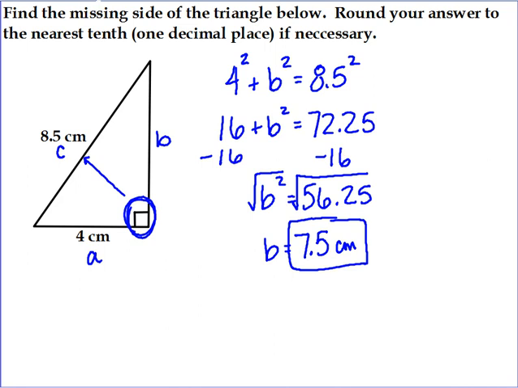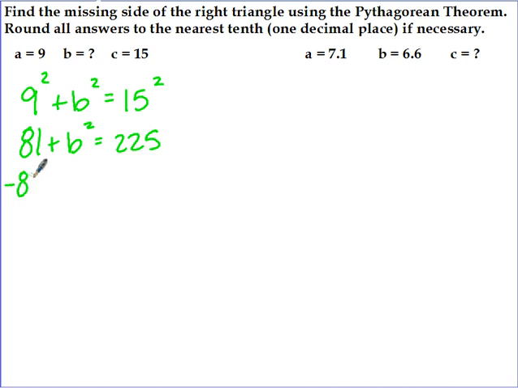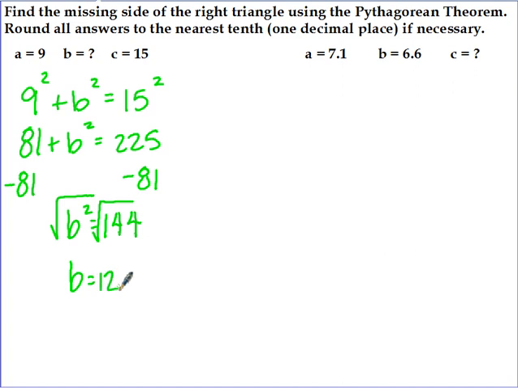Now, the next slide is actually a little bit simpler than the previous one because it tells you what A, B, and C are. You don't have to determine which one's A or B. So this one would be set up as 9 squared plus B squared is 15 squared. So that gives me 81 plus B squared equals 225. I'll subtract 81 from both sides, and B squared is 144. And then again, to get rid of that square, I'm going to take the square root of both sides. So B is 12. And there's no units on this, so I don't have to include any units.